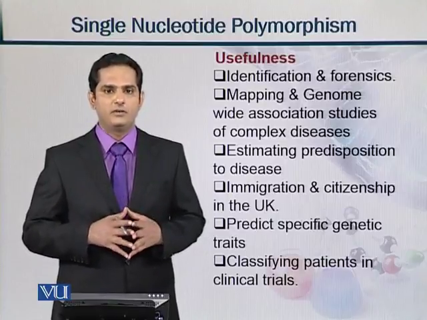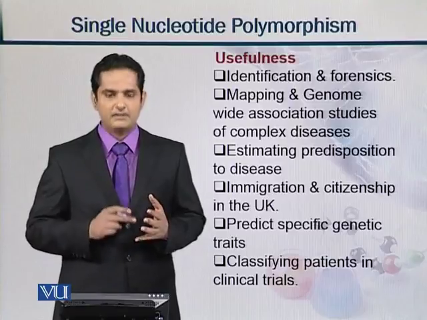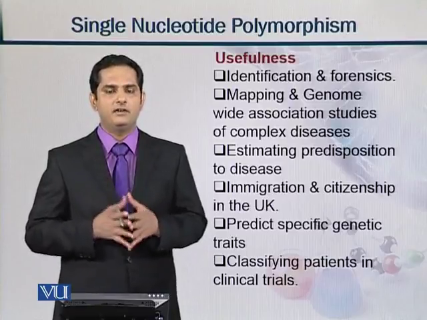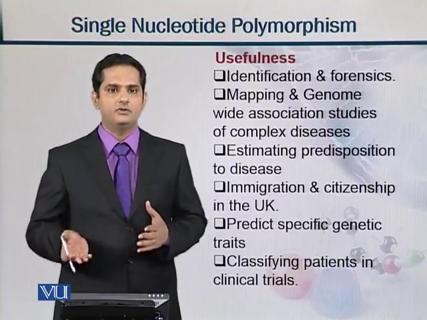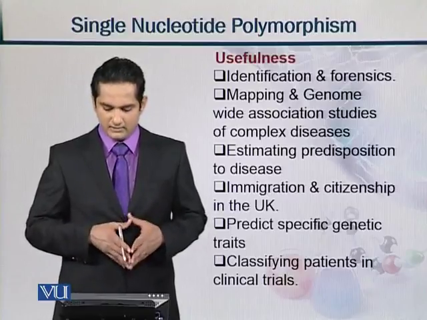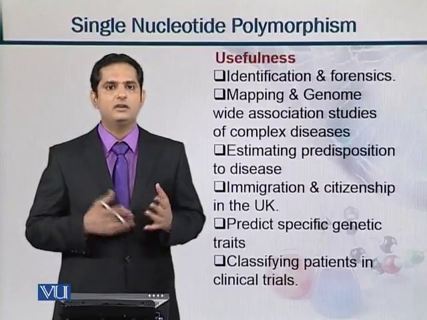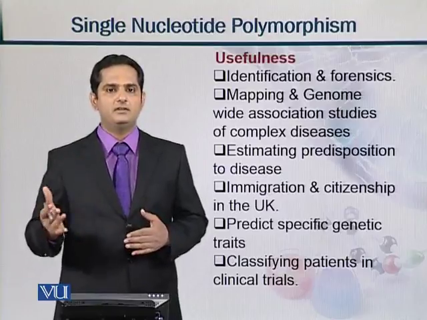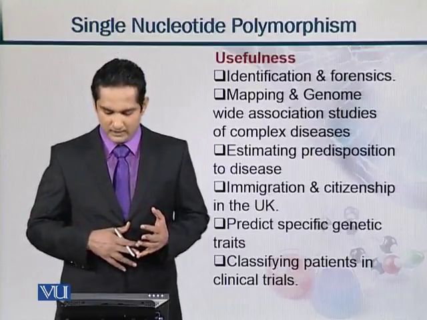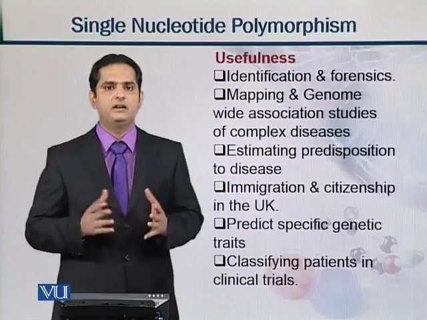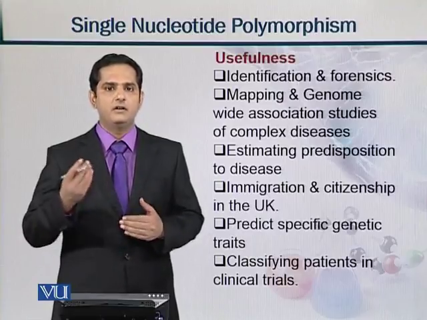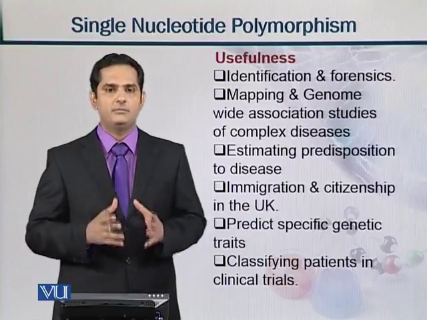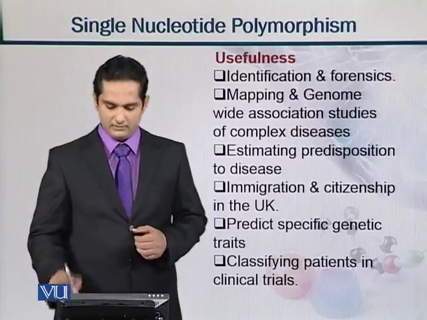this gene information. Now these SNPs which we have are common for identification of humans in some countries such as the UK, which is shown here, and then they predict specific genetic traits also, that is, which genetic traits exist and what their sequences are based on SNPs, and finally classifying patients in some clinical trials, that is, identifying the information of patients based on some clinical trials.